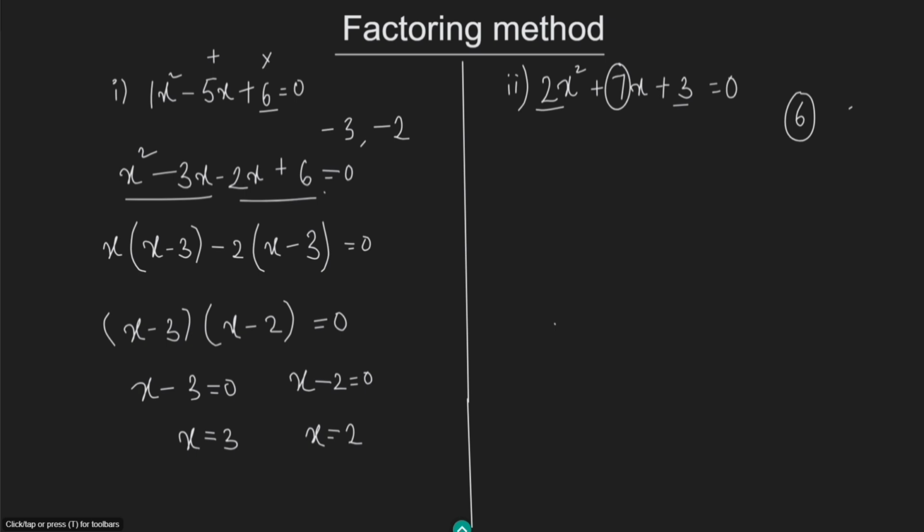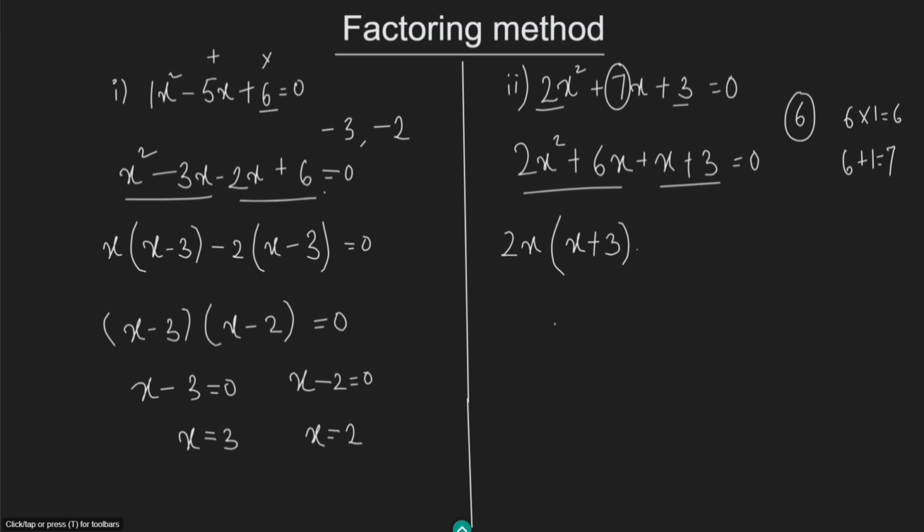Here the numbers can be 6 and 1 because 6 multiplied by 1 equal to 6 and 6 plus 1 is equal to 7. Now these numbers will again help us in splitting the middle term. So the equation can be rewritten as 2x square plus 7x can now be written as 6x plus 1x plus 3 equals 0. Now look at the first 2 terms. You factorize it, take out 2x outside, then you get x plus 3.